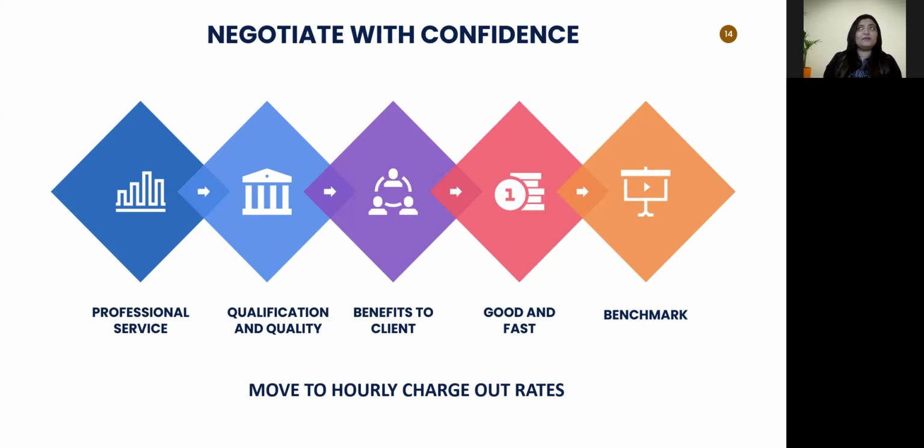I also think it's time that we move to hourly charge out rates, something that we've never done as a profession. And I think that's something we need to look at. Maybe people will sit up and we'll be able to negotiate with confidence.